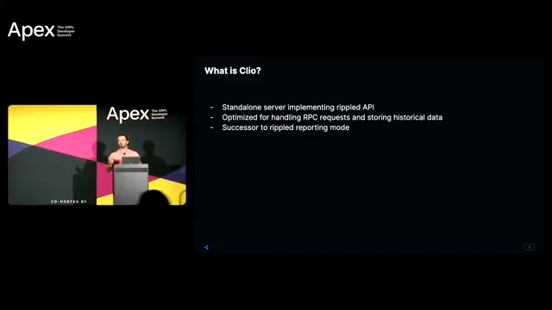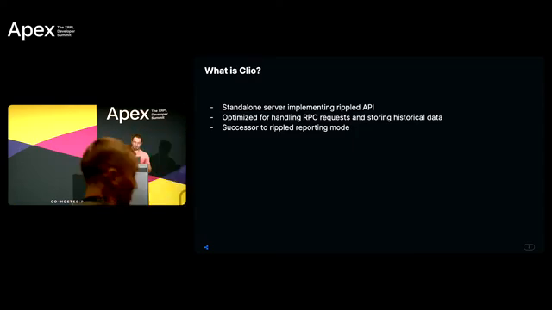The point is that Clio is optimized for implementing this API, for handling RPC requests and for storing long-term data, because the API allows you to look up data as of any point in time. You can look up ledgers from 10 years ago. So we optimized storing that data and processing those queries. We had a product that already existed, the Rippled API, but it was too slow and had problems scaling, so we implemented a new server that is a lot better. The first iteration was Rippled reporting mode, which is a very similar thing, but a little hacky. Clio is the successor.